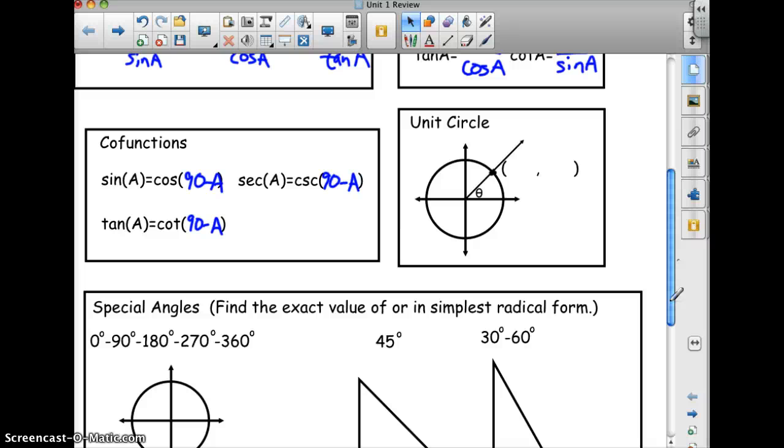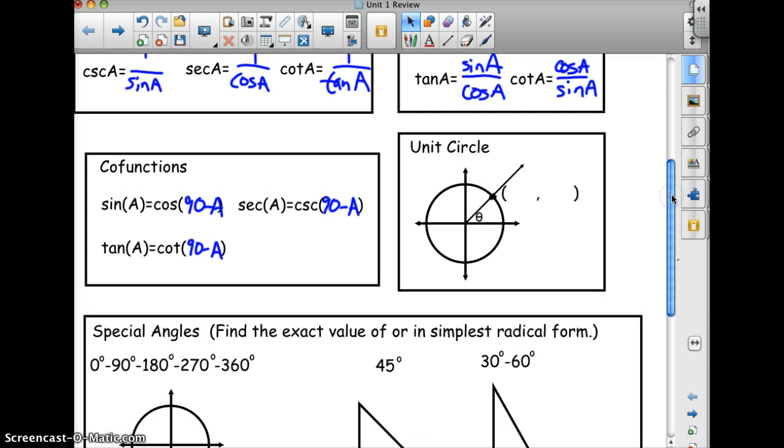I'm moving really quickly because this is just review, basically to refresh your memory about this stuff, and then we're going to do a lot of the examples in class tomorrow. All right, with the unit circle.